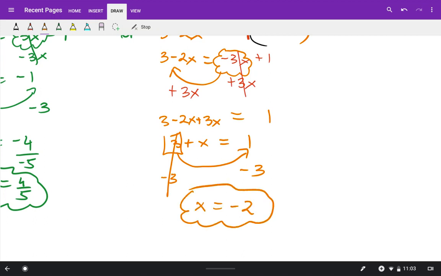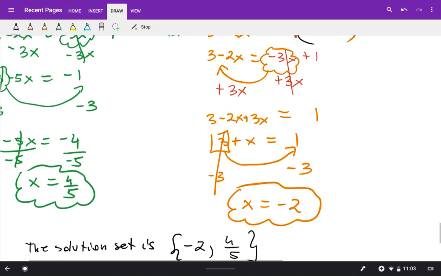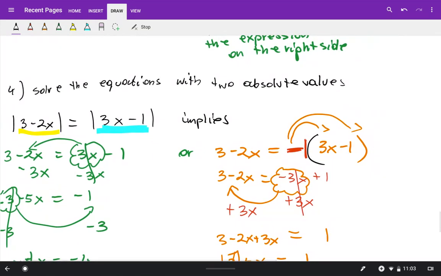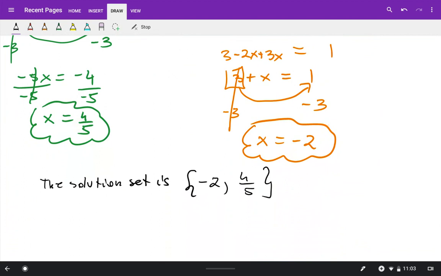So we have two solutions of this equation. So let's put that together. The solution set is, and usually when I'm listing, I don't think order matters, but I like to put the smaller number first. So it's negative 2 comma 4 over 5. And you can always check, you can substitute and see that this equation is true for those two numbers, which is negative 2 and 4 over 5.